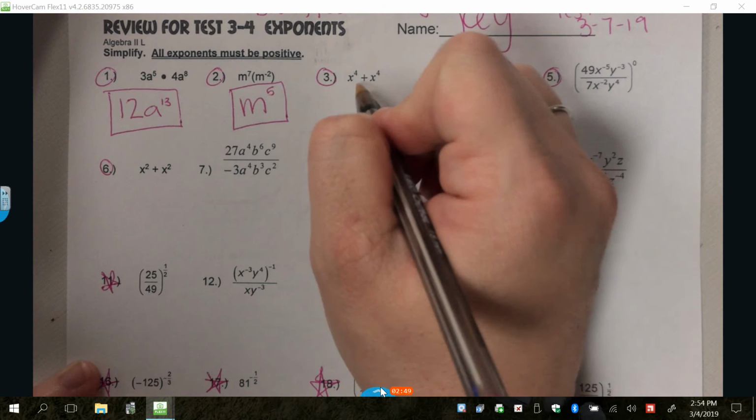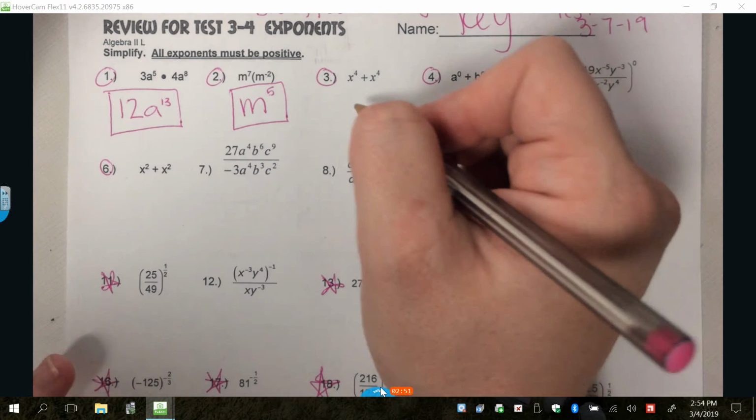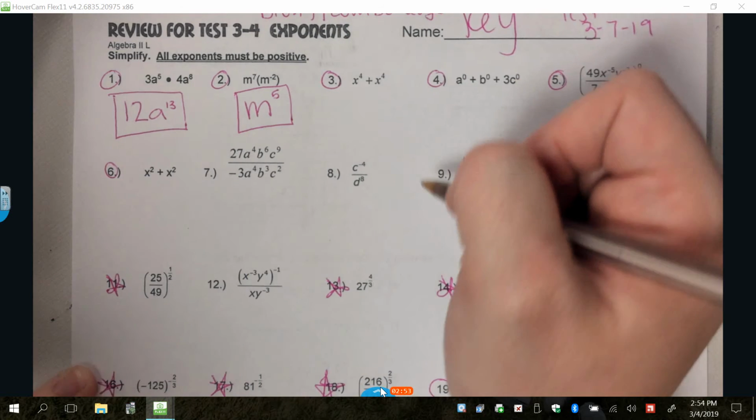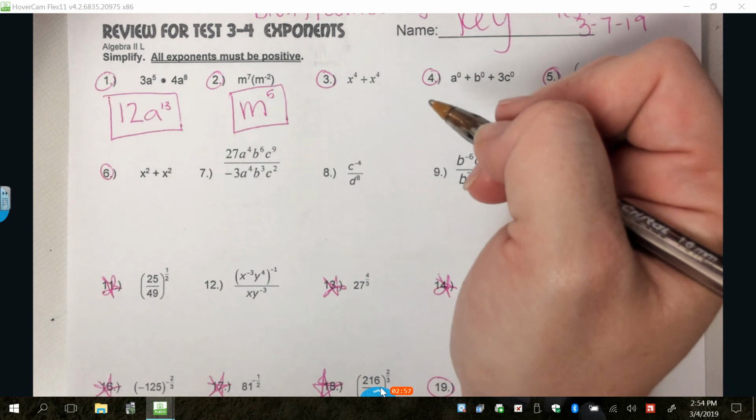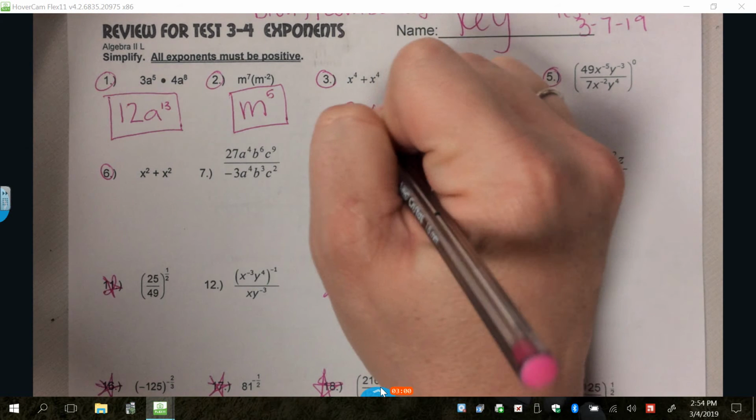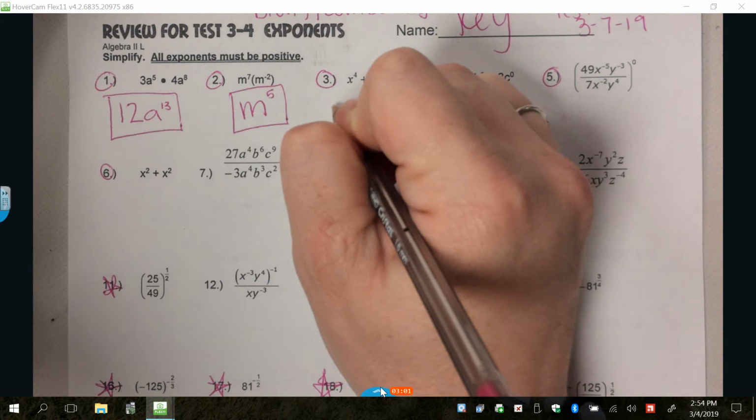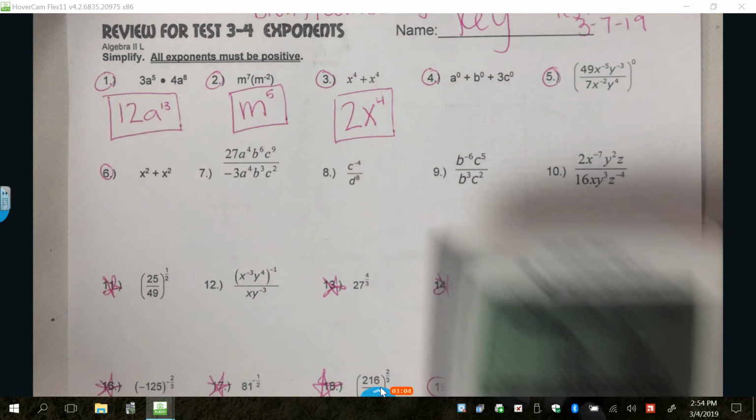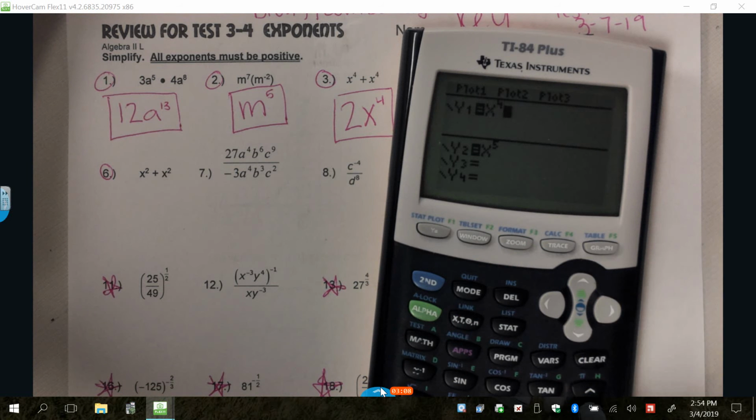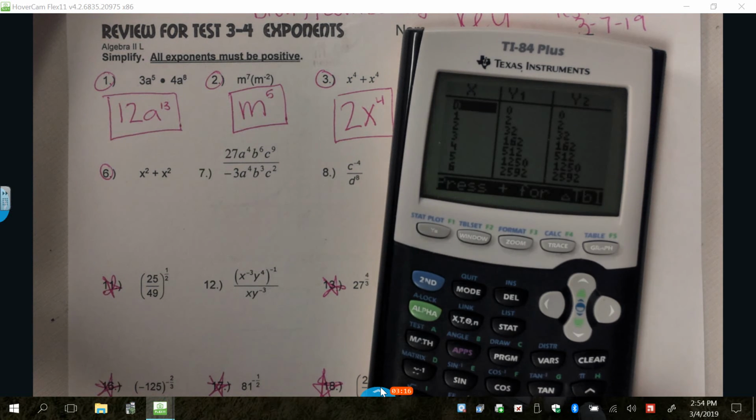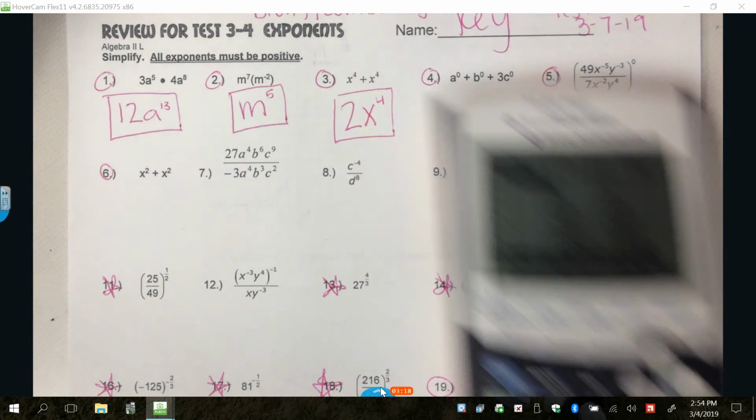Now here we're adding. Anytime you see adding, you are not messing with the exponents. You leave them alone, you're just adding. So if I have x to the 4th plus x to the 4th, if I give you an x to the 4th and I give you another x to the 4th, you have 2 x to the 4th powers. Let's double check that: x to the 4th plus x to the 4th should equal 2x to the 4th. And that works, therefore that is my answer.